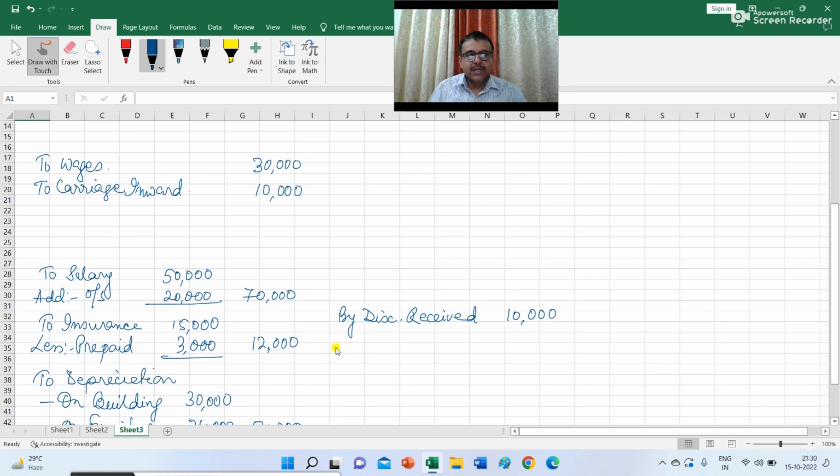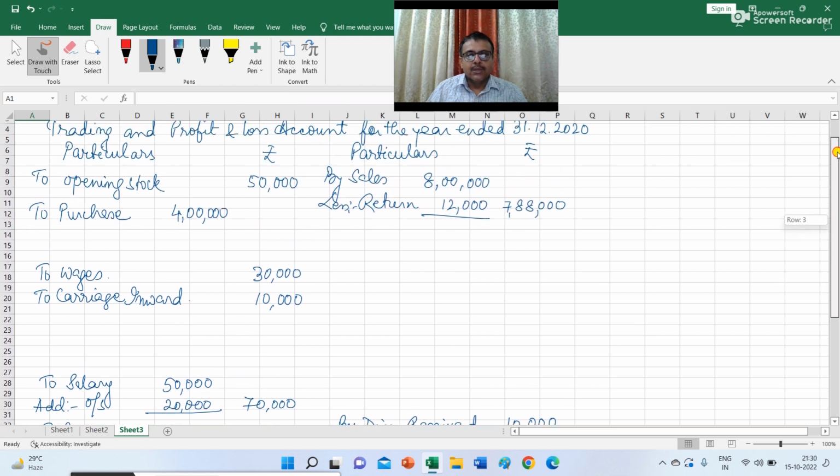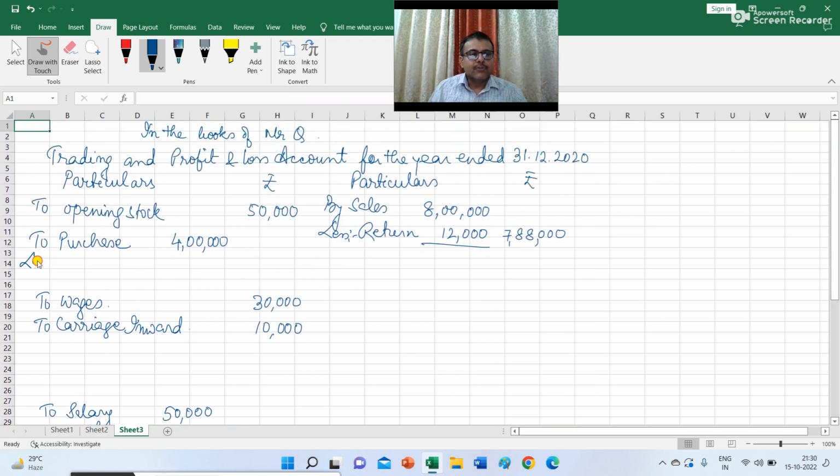Next item is dividend received. So dividend received is also a part of your PL account. And the amount of dividend is rupees 5,000. Next is return outward. So return outward, you have to reduce this amount from purchase. So return outward means purchase return, and the amount is 8,000. So in the outer column you have to record 3,92,000 for purchase.